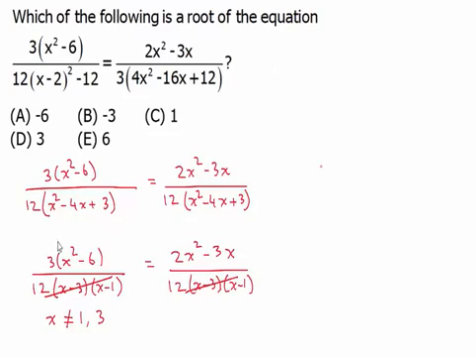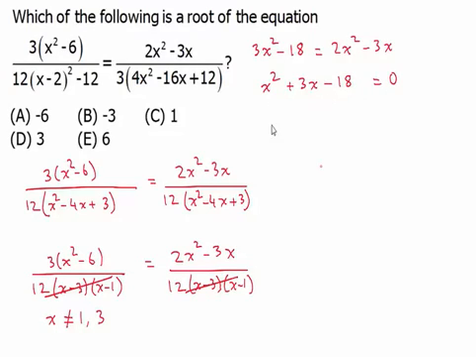We have the numerator on this side is equal to the numerator on this side. Let's open up the parentheses. We have 3x squared minus 18 is equal to 2x squared minus 3x. Let's get everything on one side. 3x squared minus 2x squared is x squared. And if we take the negative 3x onto this side, it becomes a plus 3x, meaning we are adding 3x to both sides. Minus 18 is equal to 0.